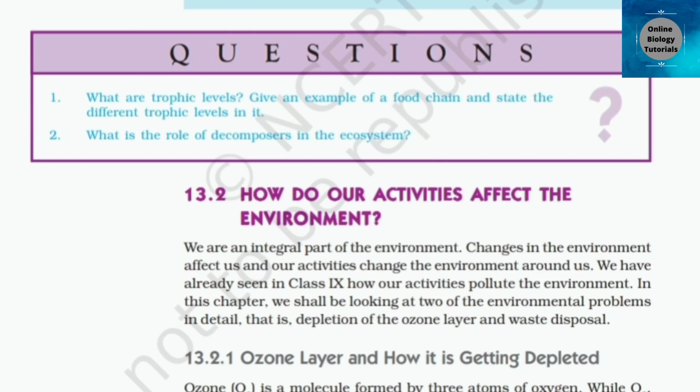13.2. How do our activities affect the environment? We are an integral part of the environment. Changes in the environment affect us, and our activities change the environment around us. We have already seen in Class 9 how our activities pollute the environment. In this chapter, we shall be looking at 2 of the environmental problems in detail, that is, depletion of the ozone layer and waste disposal.